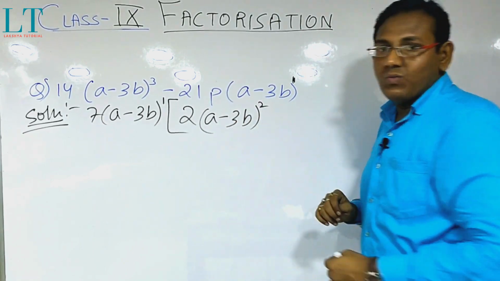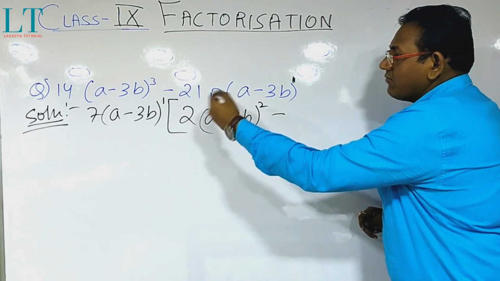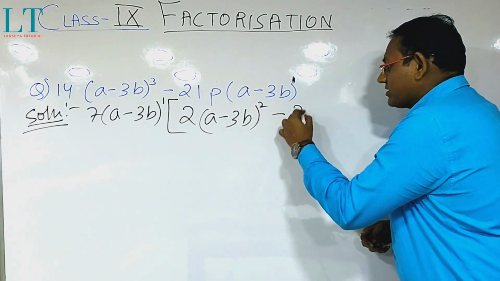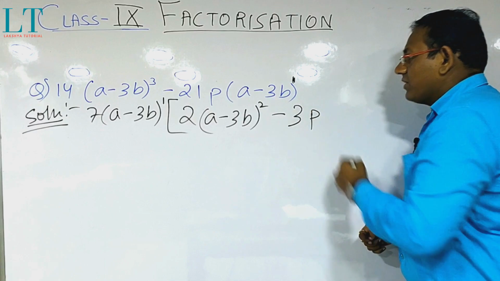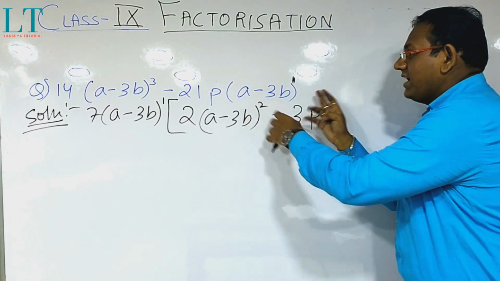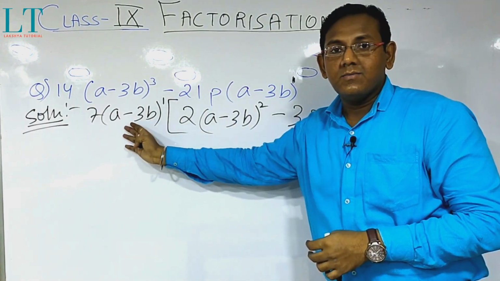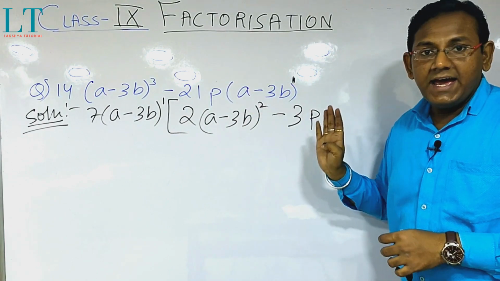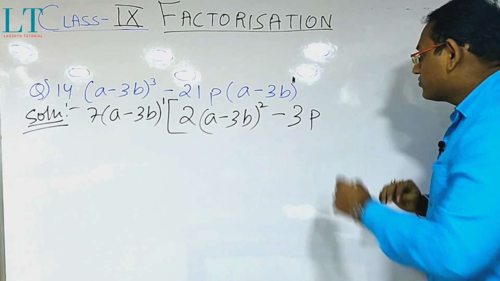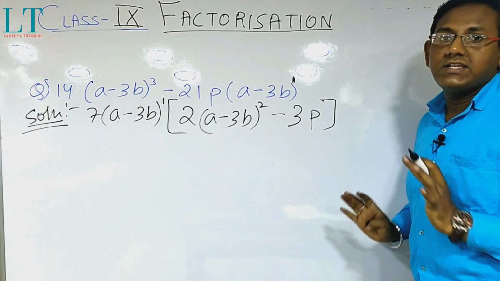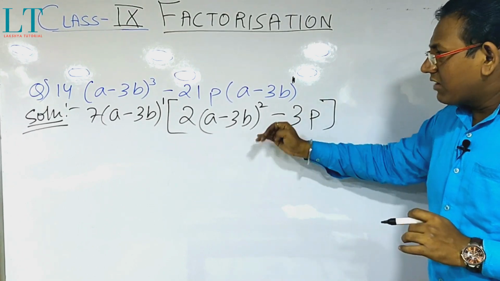And what about the second one? In the second case, since we have already taken 7 common, we are left with 3 over here and then p over here. So what about this one? Since we have already taken a minus 3b common, we are not left with any expression over here, that is a minus 3b. So we are basically left with only 3p in this case. So what are we going to do next?